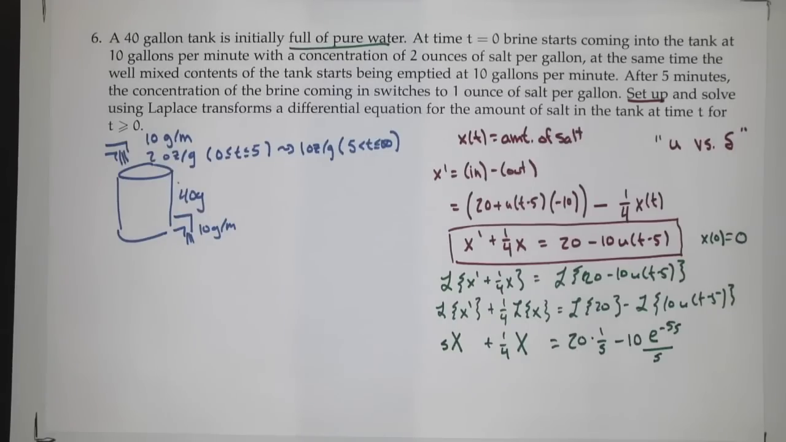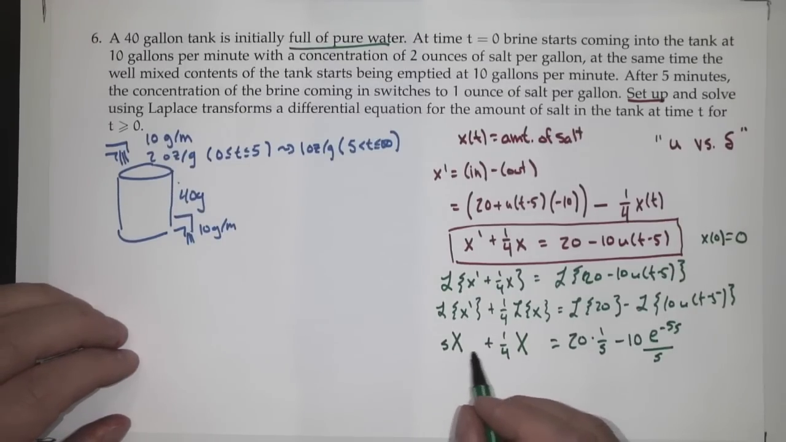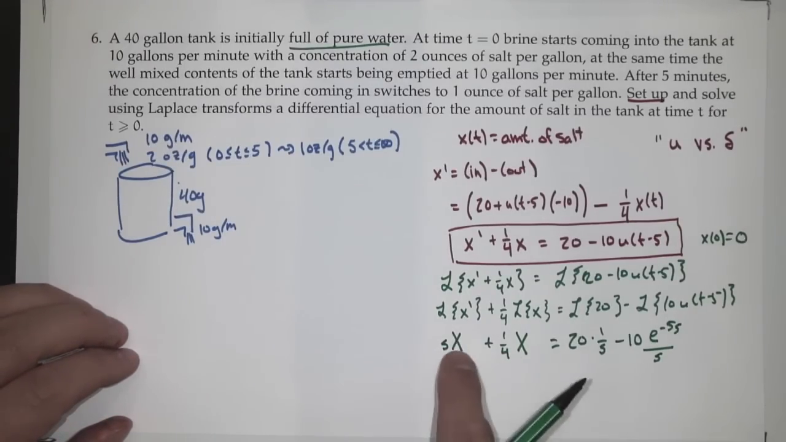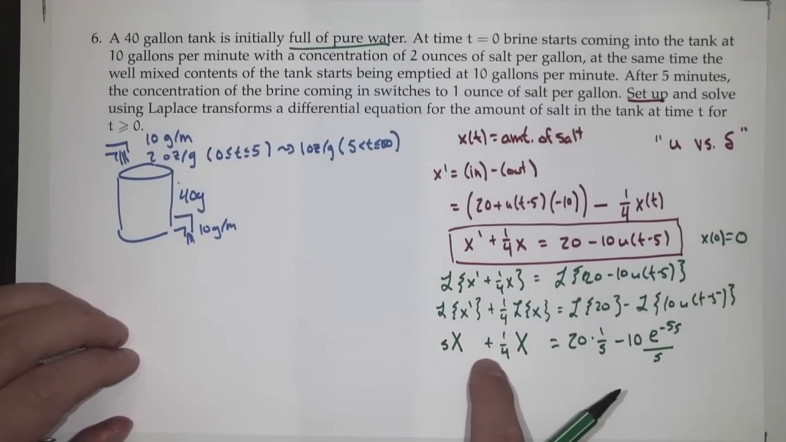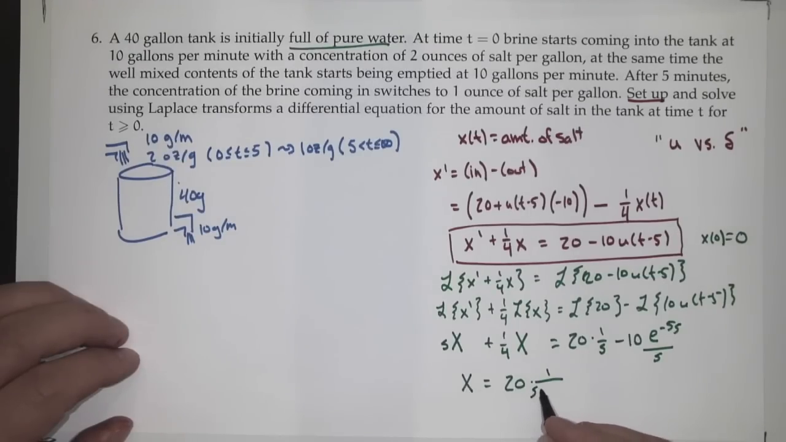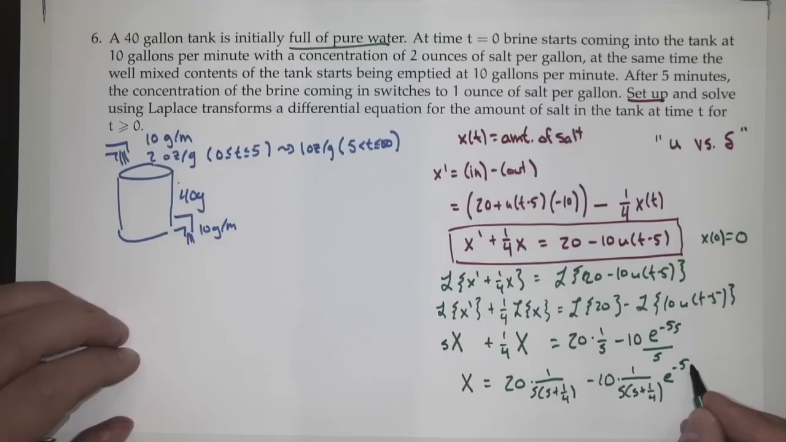Okay, so not too bad as far as differential equations go. We would say, well, look, I can factor an X out and then divide. So let's just do that in one step. So X is equal to 20, 1 over s times s plus 1/4, minus 10, 1 over s times s plus 1/4, e to the minus 5s.